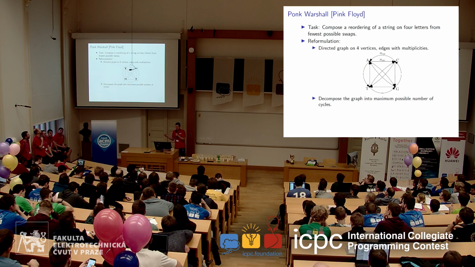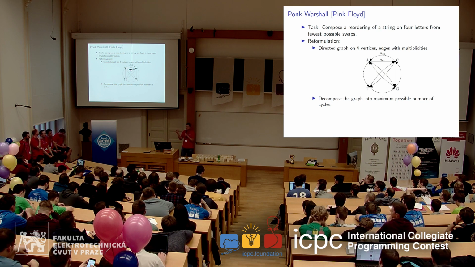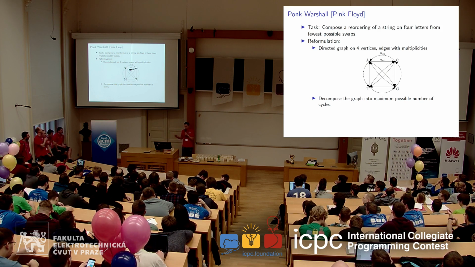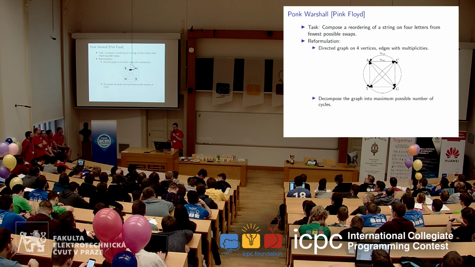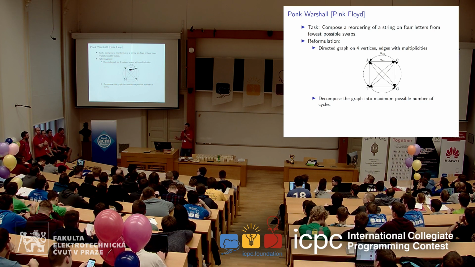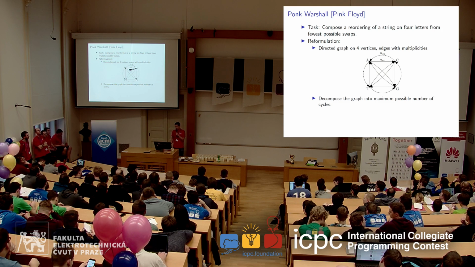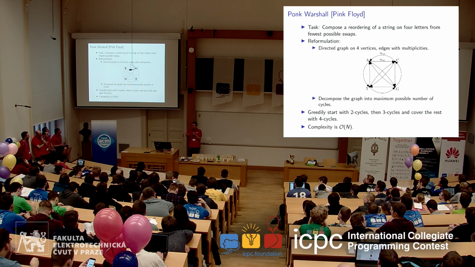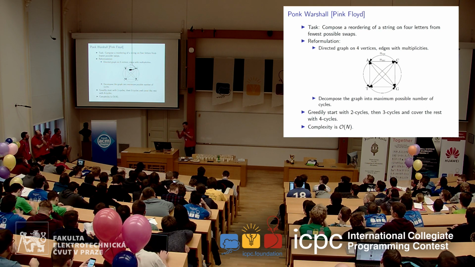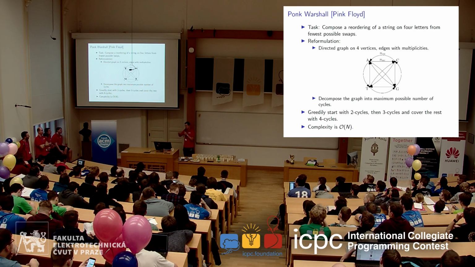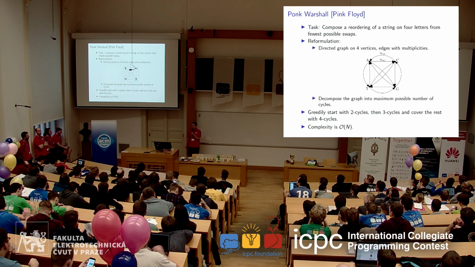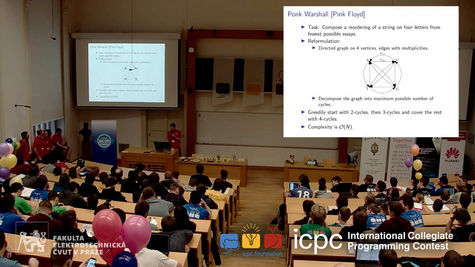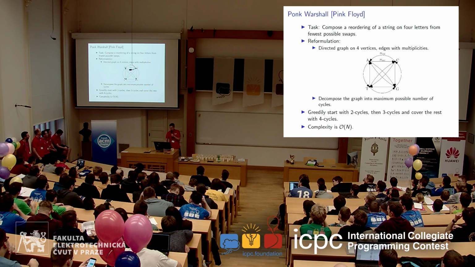And now the question is how to decompose this graph with multi-edges into the largest number of cycles. And the answer is, in this case, it is possible to do it greedily. Start with 2 cycles, take as many 2 cycles as possible, then 3 cycles, again greedily, and what remains can be covered by 4 cycles. And the complexity is linear.